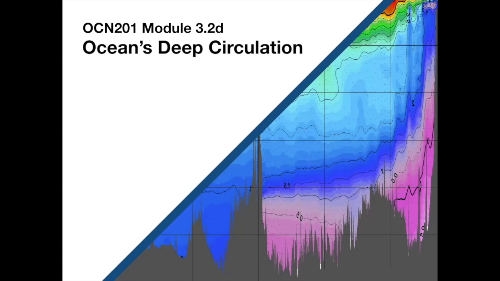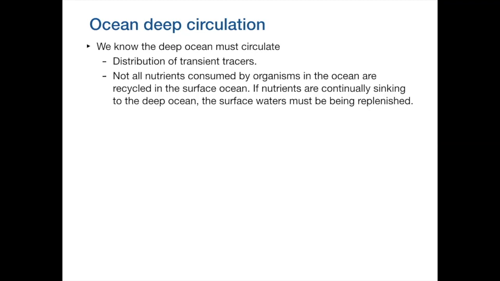Now let's talk about the deep circulation in the ocean. We know the deep ocean must circulate. We know this because of the distribution of tracers, particularly man-made tracers, and by the distribution of nutrients that aren't recycled, so primarily nutrients from skeletons.